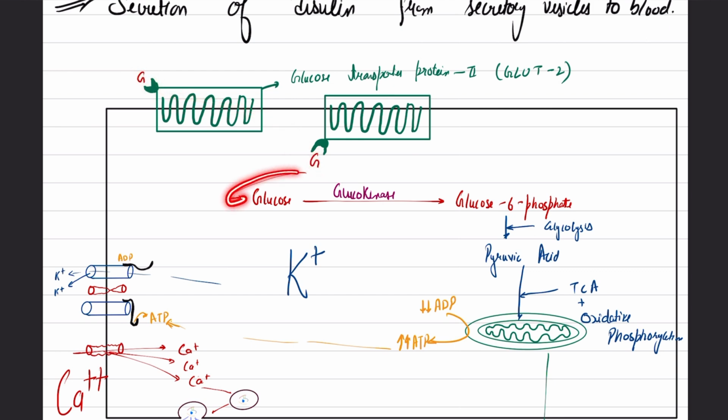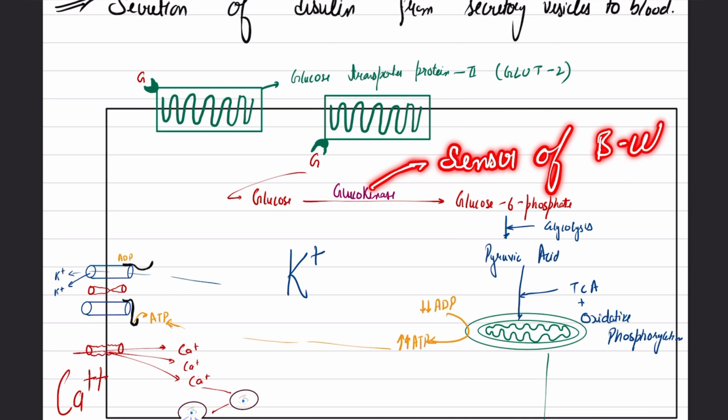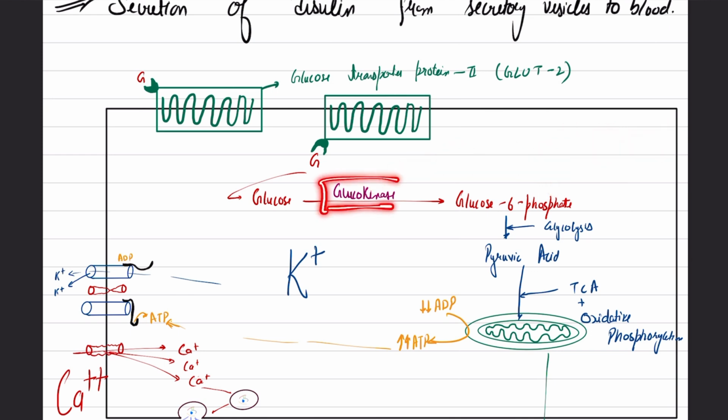Now glucose will convert into glucose 6-phosphate with the help of the enzyme glucokinase. Why is this step very important? This step is very important because glucose can go out if the concentration of glucose goes down in the blood, but glucose 6-phosphate cannot go out of the cell if the concentration of glucose gets low, because we have a transporter for glucose but we do not have any transporter for glucose 6-phosphate. So this enzyme is very important. This is actually the sensor of the beta cell. I will explain this later in my videos.